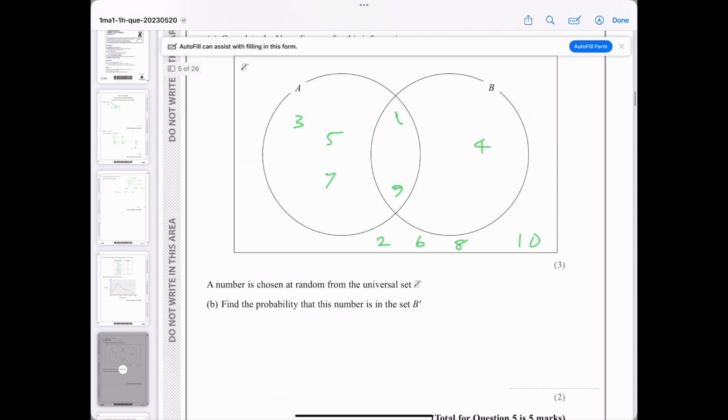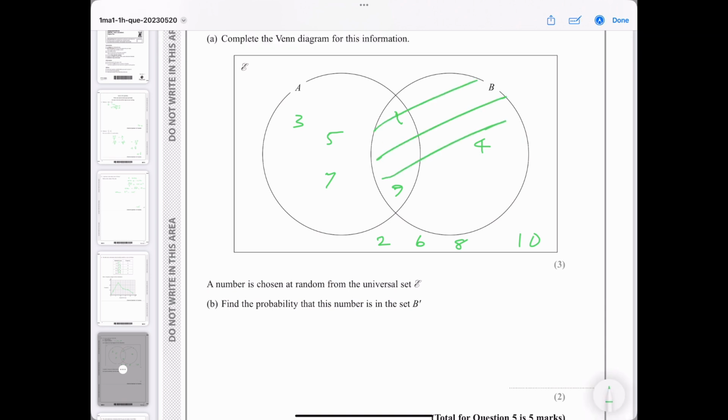Find the probability that this number's chosen at random. Find the probability that this number is in the set of not B. So not B means you get rid of everything that's in B. So anything that's in B doesn't count. There are 1, 2, 3, 4, 5, 6, 7 numbers on the outside, so it's 7 out of 10.